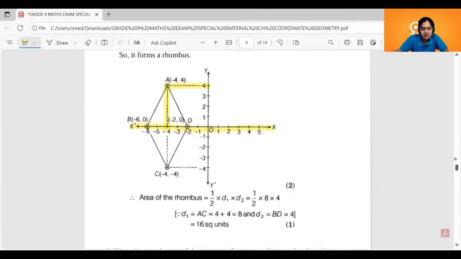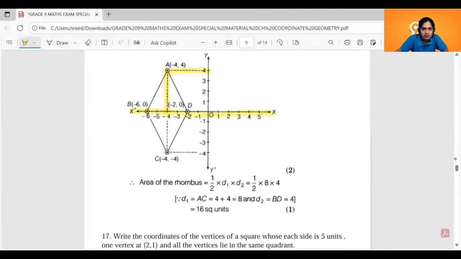Now minus 4, minus 4. Yeah, this is the perpendicular at minus 4, correct? And the y coordinate is also minus 4. Draw the perpendicular passing through that minus 4, and this is the required meeting point. So that is C, minus 4, minus 4.